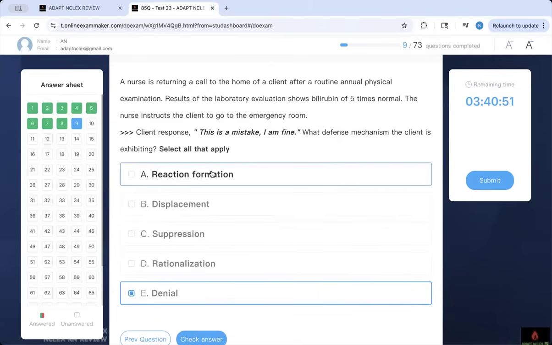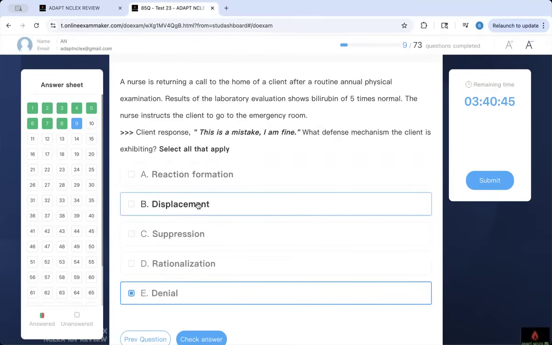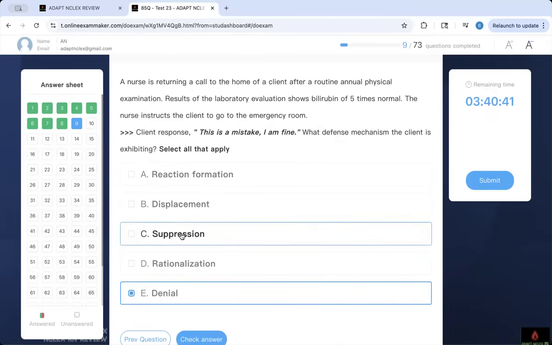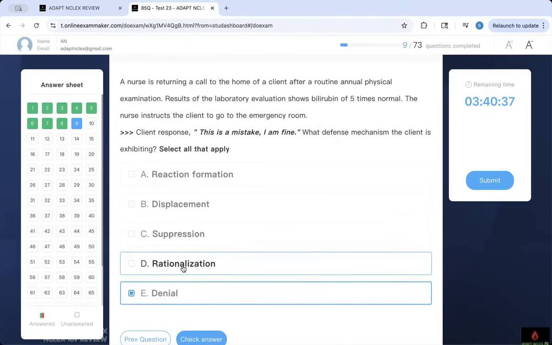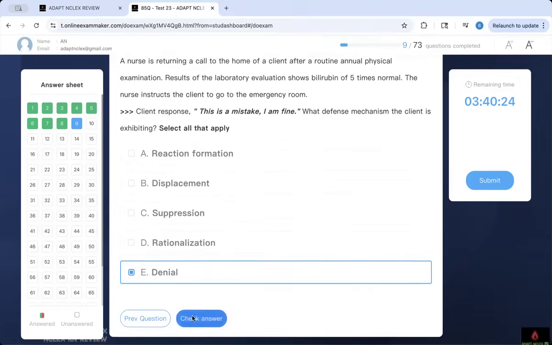Reaction formation is acting opposite to their feeling. That's not opposite to their feeling. They never even accept it. Displacement is taking a bad feeling and transferring it to another one. Suppression is putting everything down. And rationalization is making sense out of it. Say, oh, the lab is elevated because I drink alcohol or something like that. But that's not what he said. He said, absolutely, it's not mine. This is denial.